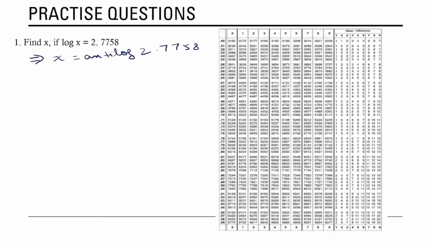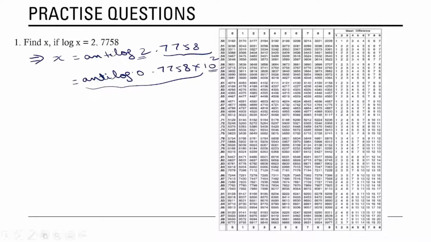So the first step is we have to see whether the mantissa is positive. Here the mantissa is positive, so we can proceed. So this is nothing but antilog of 0.7758 into 10 raised to 2. This is how we have to write. We have to find the antilog of the mantissa part into 10 raised to the characteristic, which is 2.